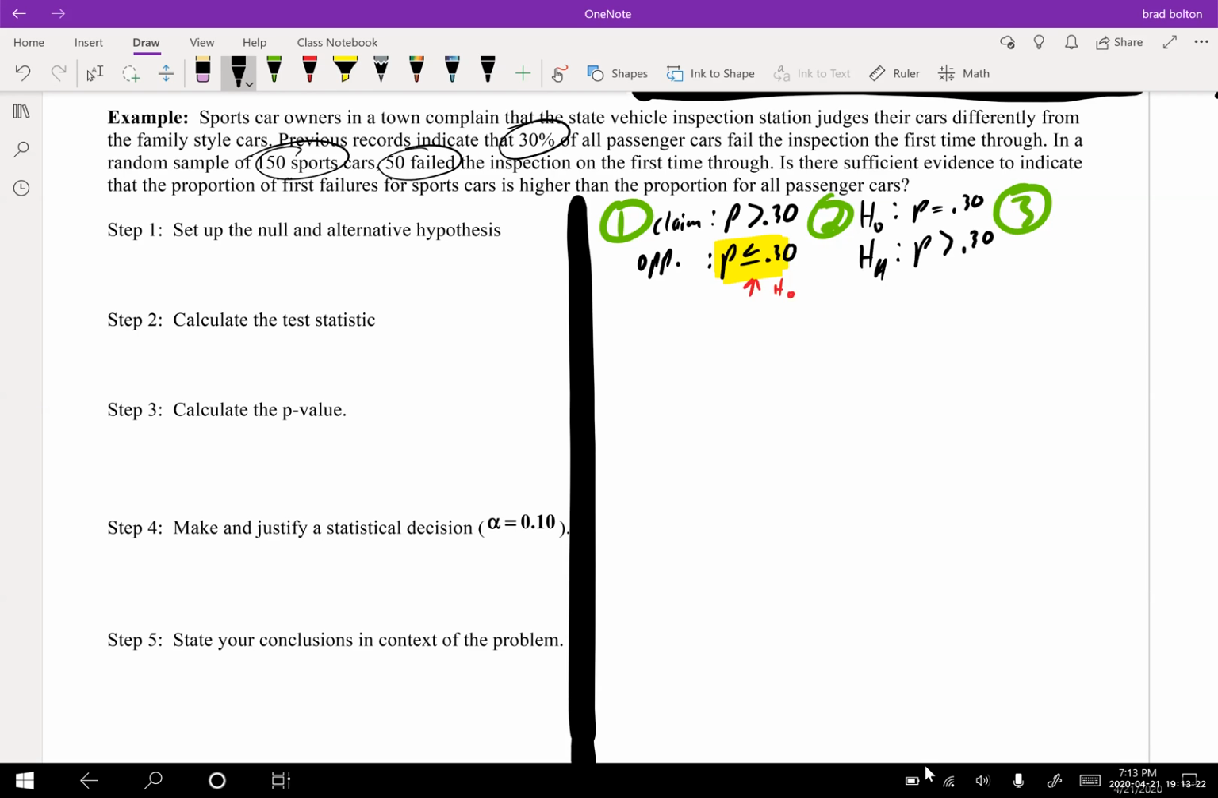And remember, the null will always be equal, and the alternate will strictly be a less than, a greater than, or a not equal. It will not be allowed to have an equal sign in it. So the alternate does not have an equal sign, and the null always has the equal sign. The H sub 0 always has the equal sign. So now we know our alpha, and in general, alpha will be given. In this case, it was 0.10, right down there.